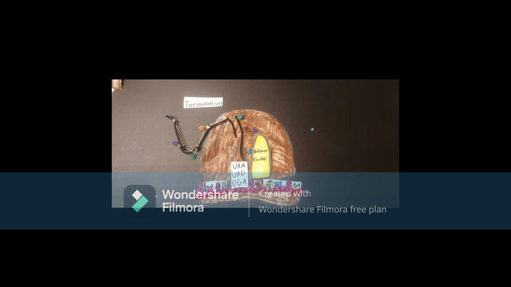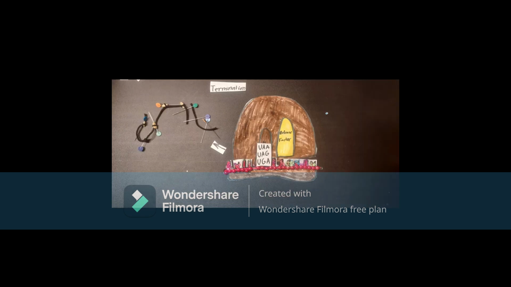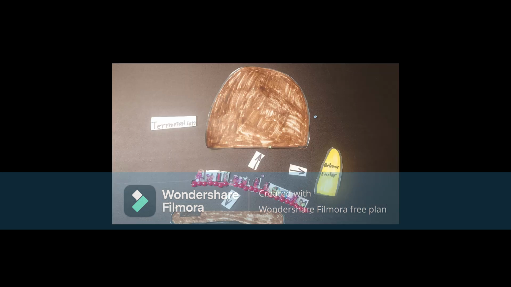RNA translation ends when the ribosome encounters the terminator. These terminators are stop codons that the tRNA molecules cannot recognize. At this point, the release factor binds to the ribosome. This causes the polypeptide chain to release and the small and large ribosomal units to dissociate from one another. All components of RNA translation are separated.